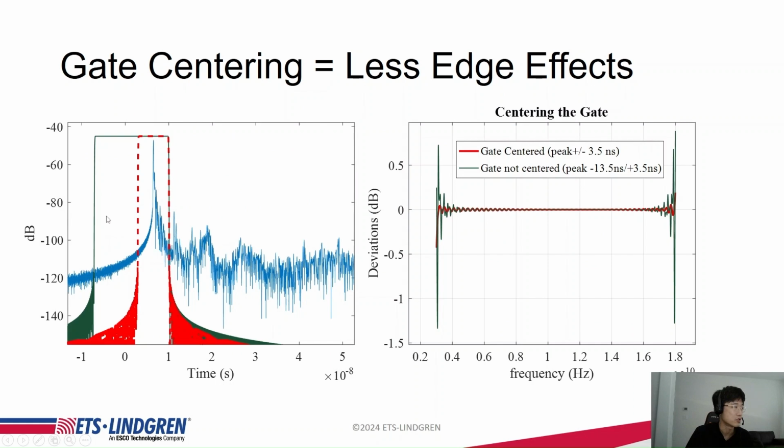This figure shows two different time gates. The red curve is a gate which is centered around the time impulse. The green curve is another gate which is not centered around the time impulse. In this figure, we can see the red curve has much less edge effects compared to the green curve at the two edges of the frequency band.